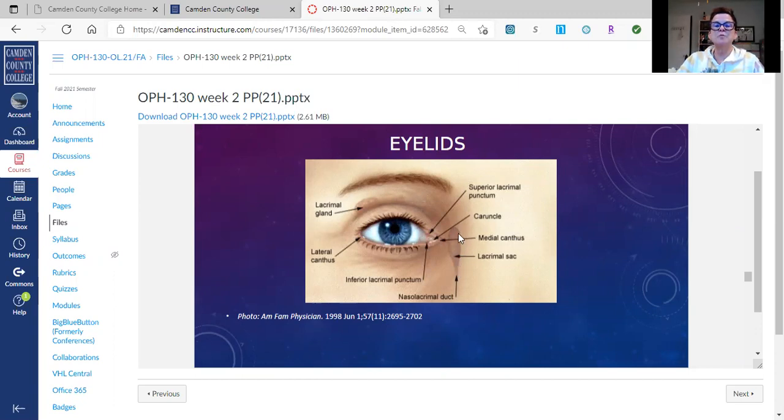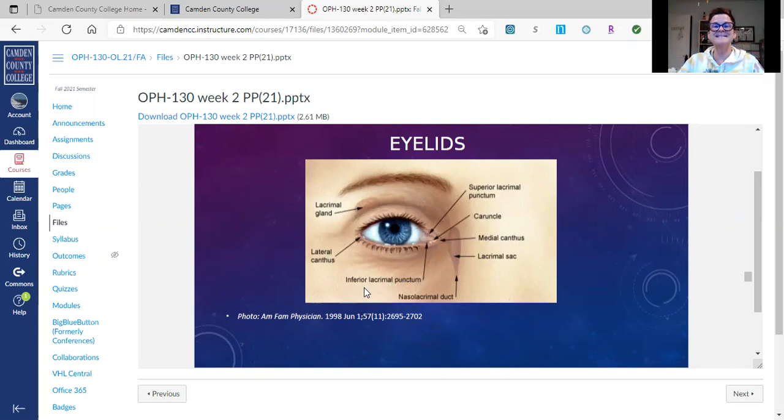And then as we move through, let me save that for when we talk about the lacrimal system. So right now we're just talking about the eyelids. So just ignore this lacrimal sac for a second. Just make sure you're familiar, okay? Lateral canthus, medial canthus, superior lacrimal punctum, inferior lacrimal punctum. Here's where the lacrimal gland resides.